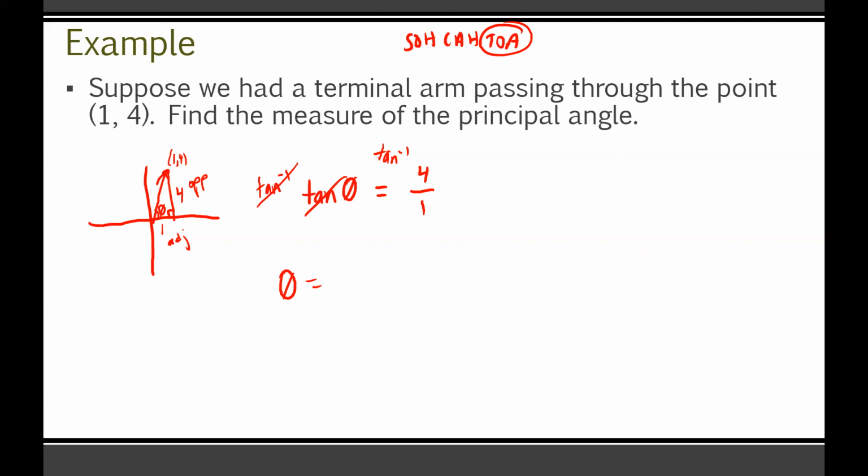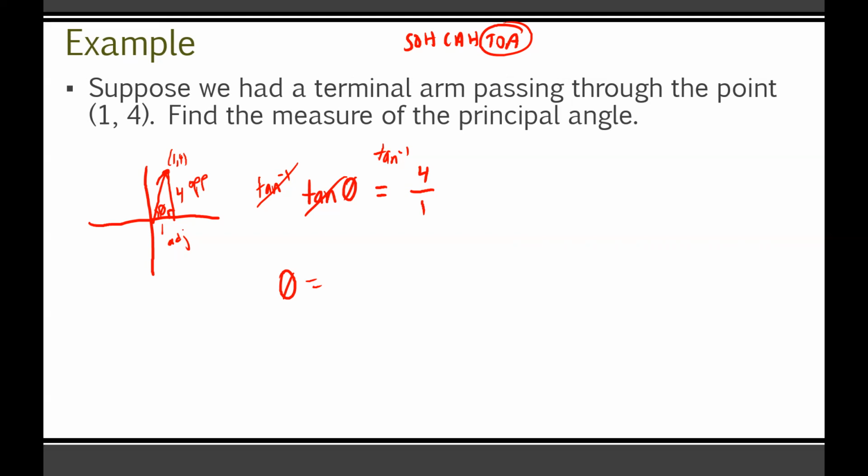Remember, if you're not in degree mode, you've got to press the mode button, which is right next to second, and then scroll down and make sure it says degree rather than radian. So make sure you're in the right mode there. Anyway, so inverse tan of 4/1, and I am in degree mode.